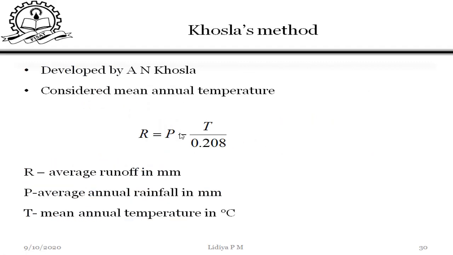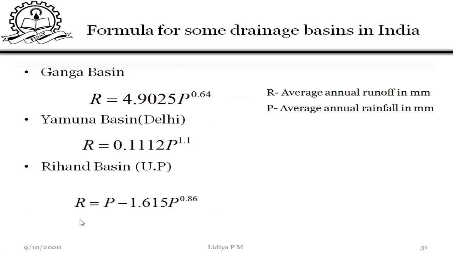Then another one is Khosla's method. It was developed by A.N. Khosla, and he considered the mean annual temperature as a measure of various factors affecting the losses, and hence gives the following formula: R is equal to P minus T divided by 0.208, where R represents the average runoff in mm, P represents the average annual rainfall in mm, and T represents the mean annual temperature in degrees Celsius.